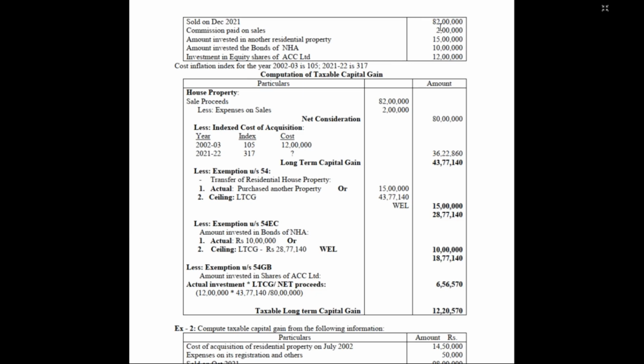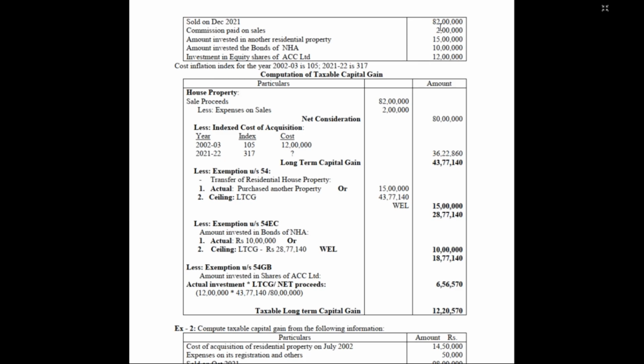Investment in equity shares. Actually, this is a residential house property. By selling the residential house property, what is the amount received? If any part of that sale proceeds is invested in some listed shares, we can also claim exemption under section 54GB. So in this problem, we can claim exemption under section 54, 54EC and 54GB. Let us start the answer.